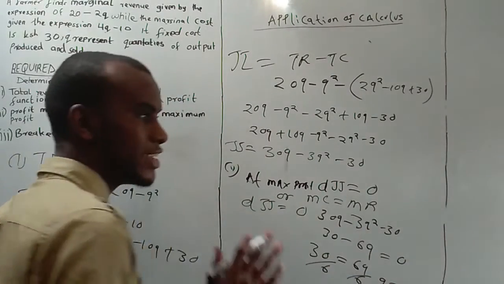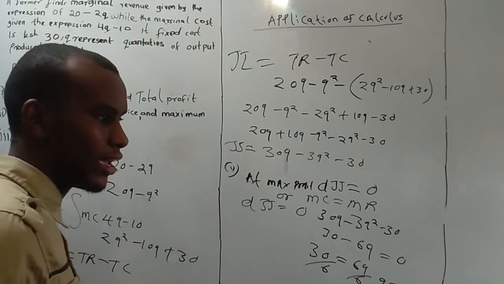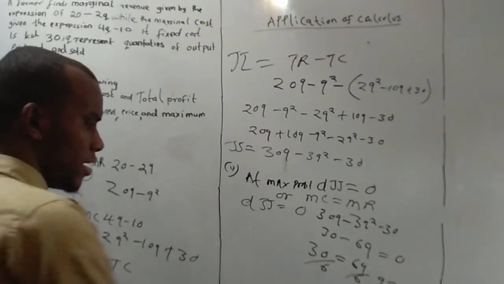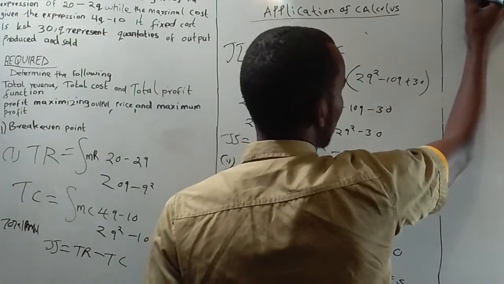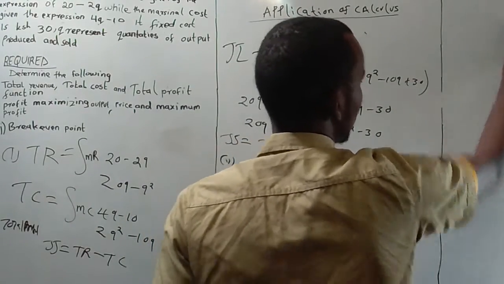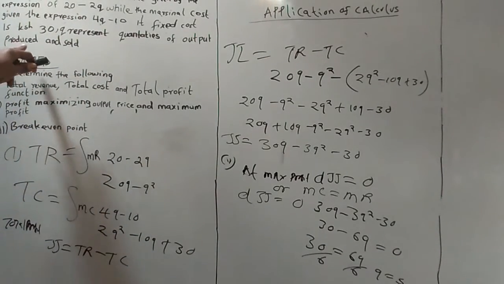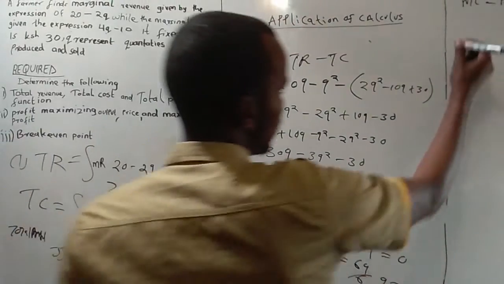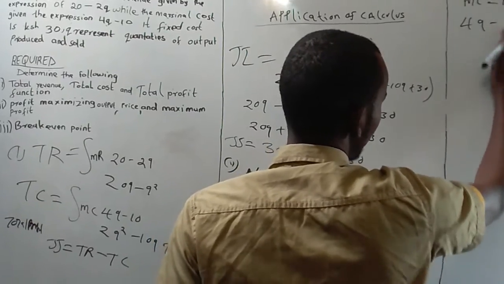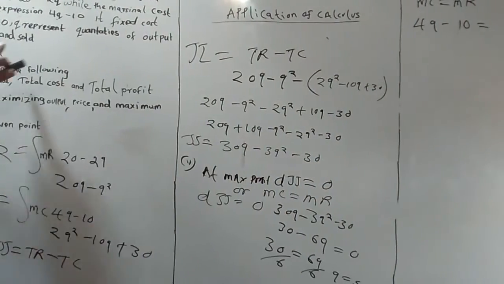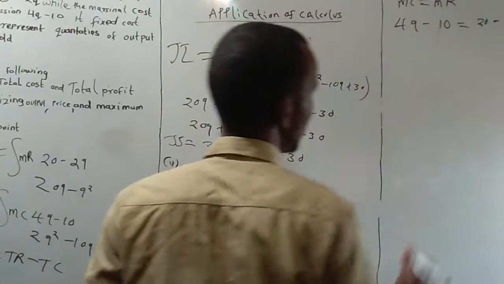Now we have used the derivative of the profit, but we can also get the maximizing output by equating the marginal cost with the marginal revenue. Remember, from the question we are given the marginal cost: 4q minus 10. Then we equate the marginal revenue, which has been given as 20 minus 2q.